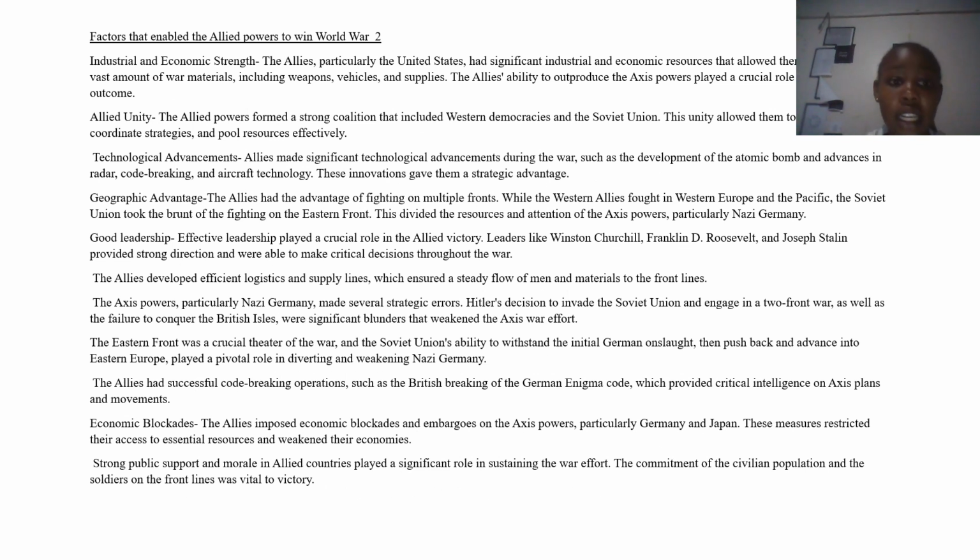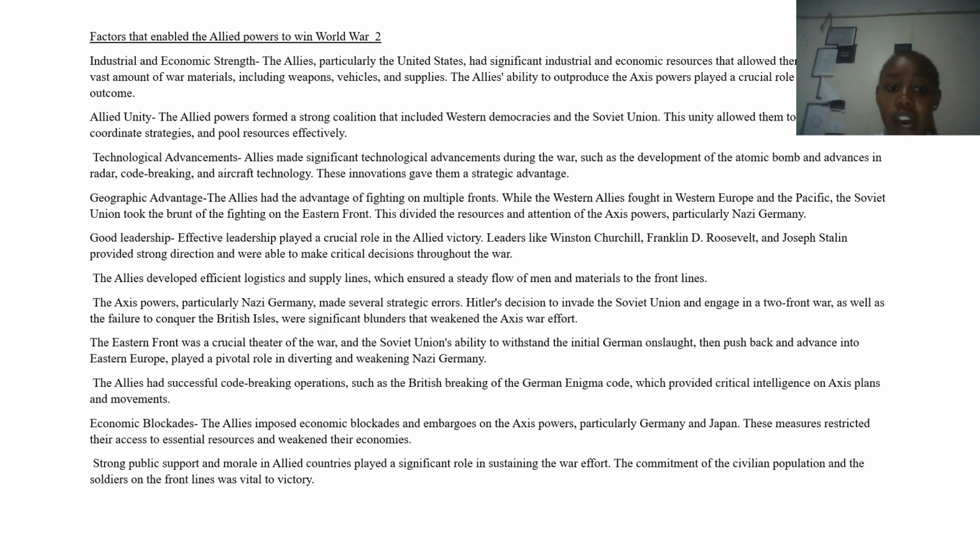Then factors that enabled the Allied powers to win World War II. Industrial and economic strength. They had more economic power, so that they were able to gain money for buying weapons and supplies, which enabled them to continue the war. Then Allied unity, they were united, hence they were not easily conquered. Technological advancements, they were able to make more weapons, such as the atomic bomb, which was dropped on Hiroshima and Nagasaki.